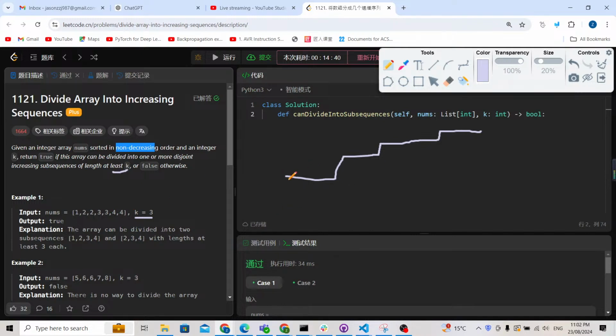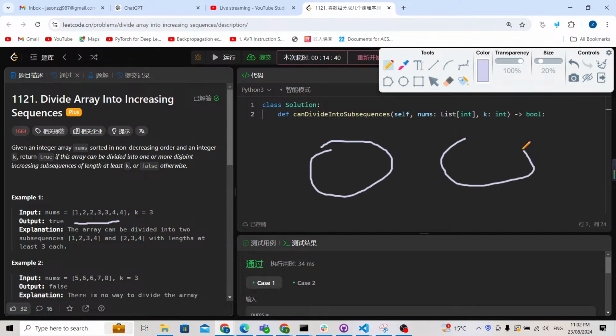So the array is going to be like this. It is non-decreasing. As we also know, there are going to be duplicate numbers. But how should we handle the duplicate numbers? If we can handle the duplicate numbers, definitely we can solve the problem. Now let's try to use the first example. Let's check if it is possible to split the nums into two increasing parts. So this is one part, this is another part.